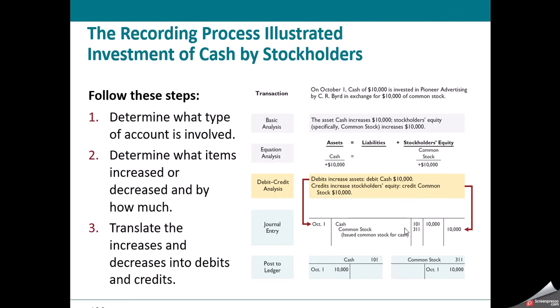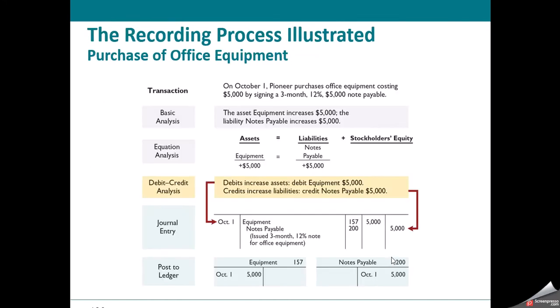We do the journal entry with a debit to cash and a credit to common stock, and then those funnel into the ledger. This is more of a summarized version of what we would expect a standard T account to look like, just the basic T account with the name on the top. We've got debits and we've got credits. So it's just taking one transaction and walking it all the way through those steps.